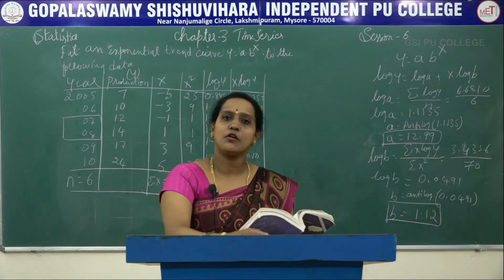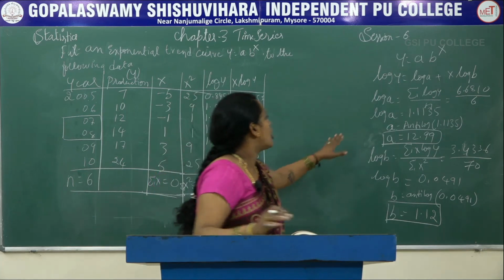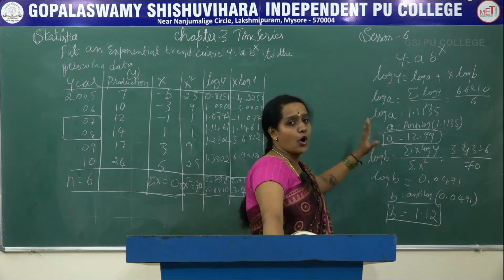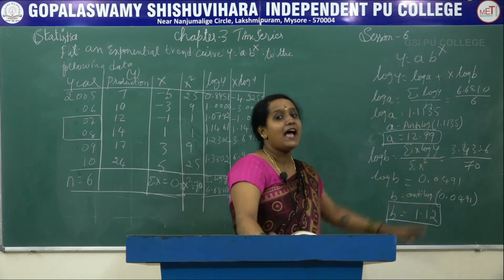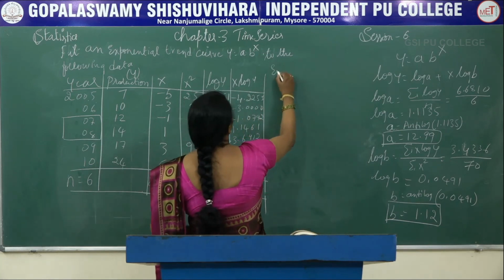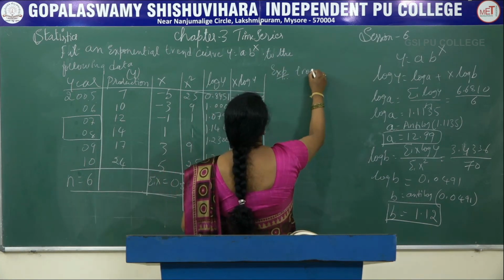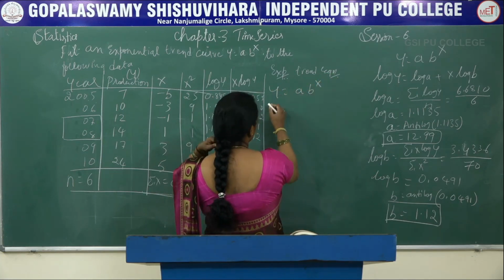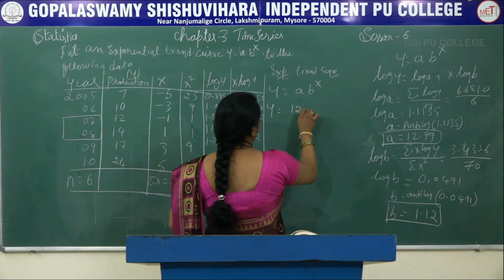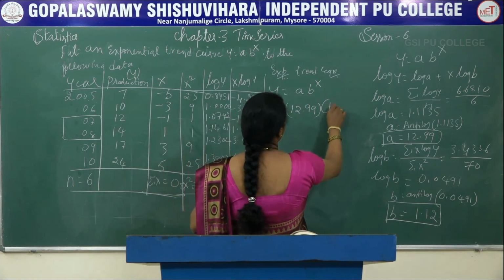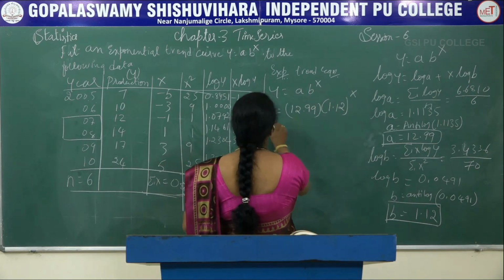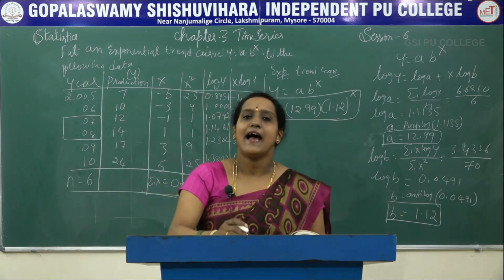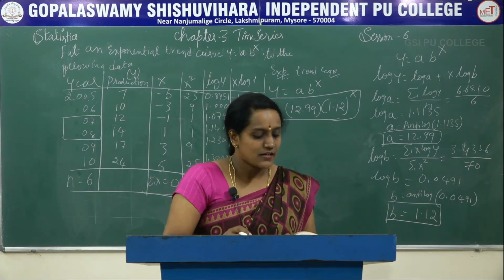If you want it in terms of log a and log b, we simply stop here. Otherwise, if you want the constants a and b, we have to take the antilogs. Then the exponential trend equation is y is equal to a b power x form. Y we don't know, a is 12.99, b is 1.12, we don't know the value of x, and now this will become your exponential trend equation after substituting the constants a and b.